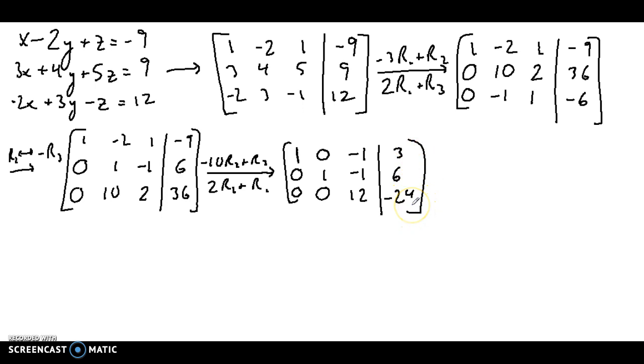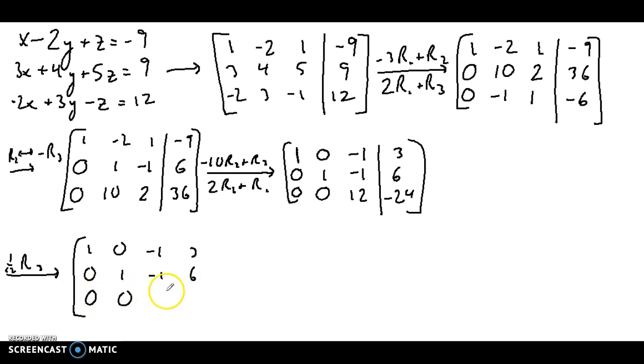Now our next goal is to get a 1 down here. We'll do that by just taking 1/12 row 3. Rows 1 and 2 aren't changing. But these rows, 1/12 times 12 is 1, 1/12 times -24 is negative 2.